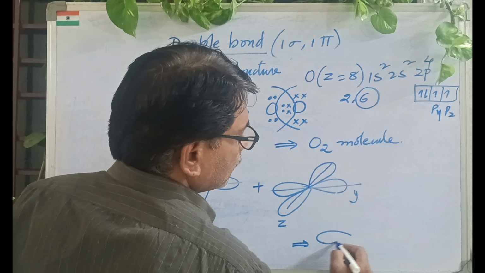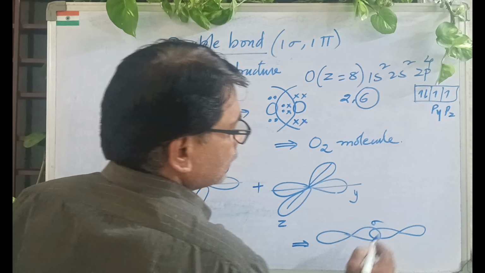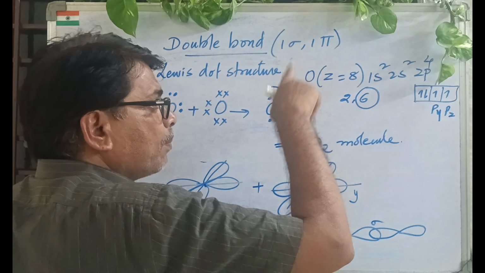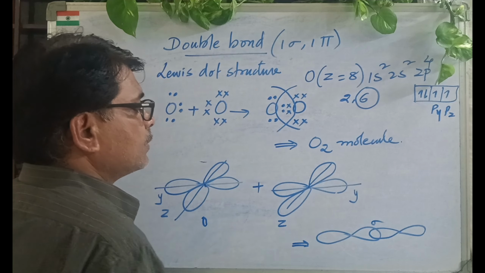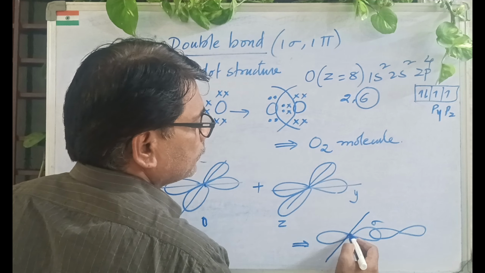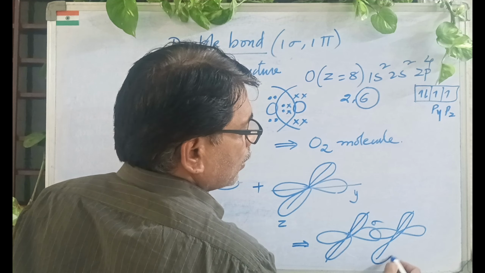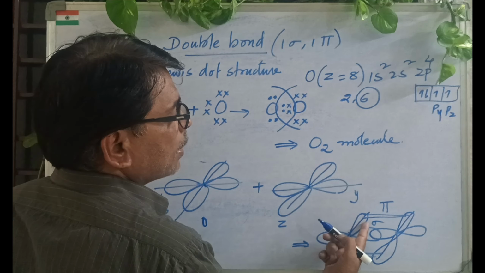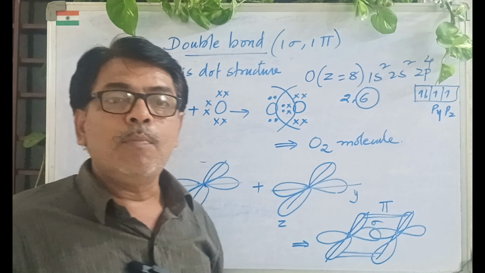It's like this, see? This is the y-axis, this is the y-axis, so you got sigma. Because it is very clearly told, py will overlap py end on end and you'll get sigma. Yes, exactly. Now pz of the second one will overlap side on. See, this is called side on. So you got one sigma and one pi bond. Therefore this is how we explain double bond.